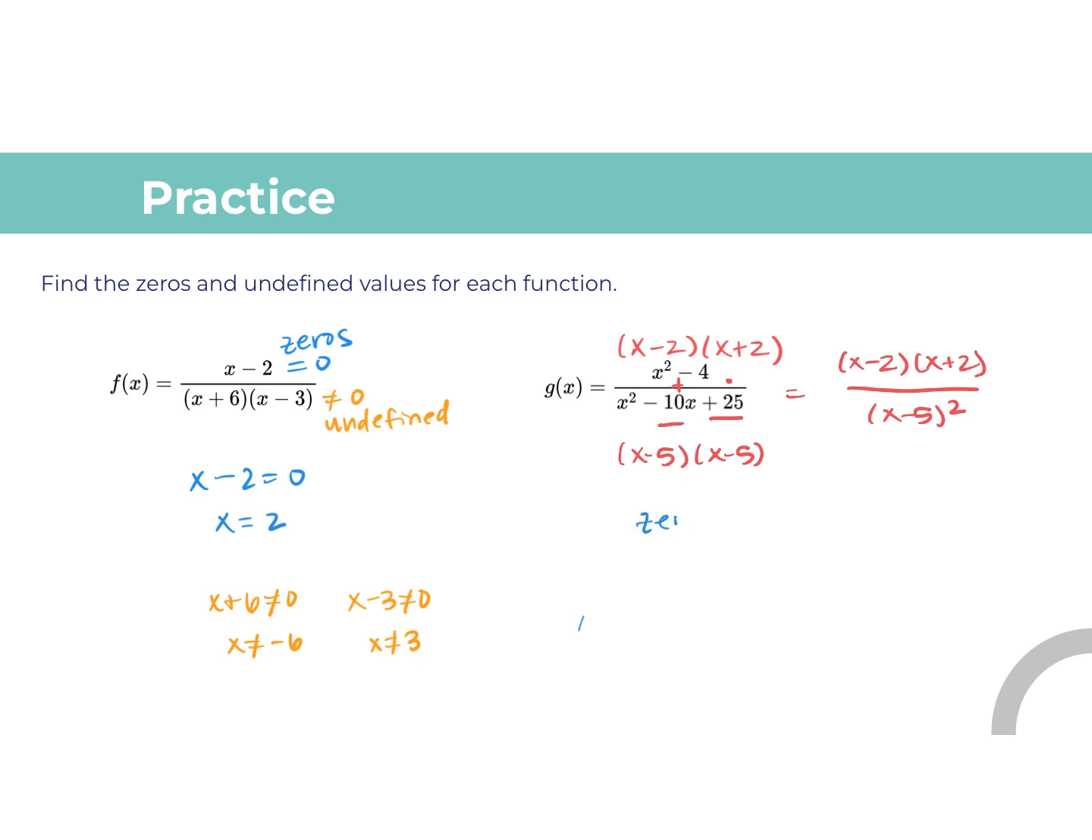For our zeros, I'm going to set those factors in the numerator equal to 0. I get +2 and -2. For the undefined values, I'm going to imagine what would happen if I set that factor in the denominator equal to 0 and I get +5 as my restriction. That would cause an undefined y value.